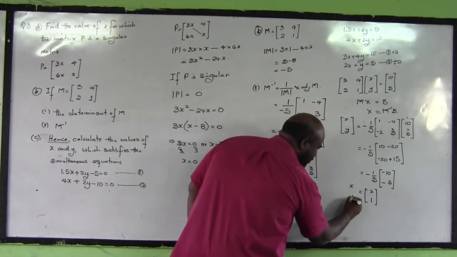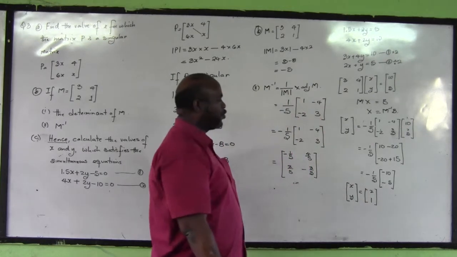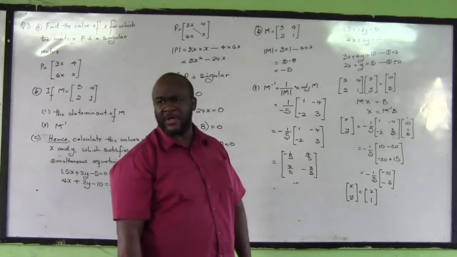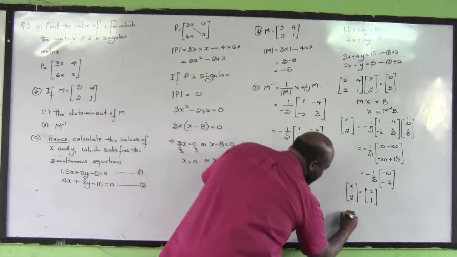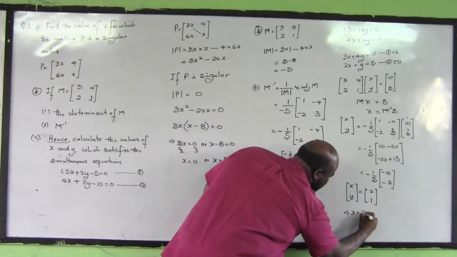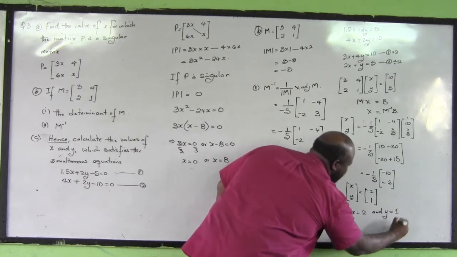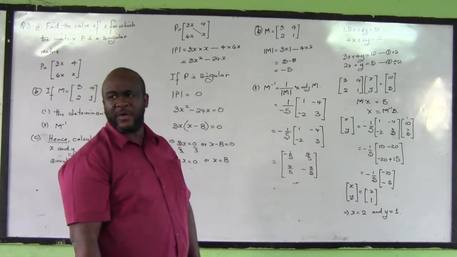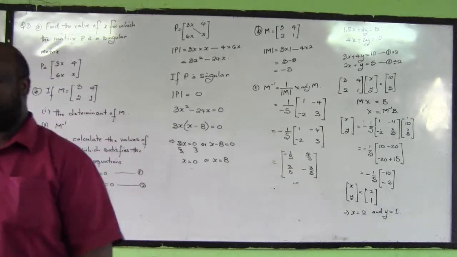So the matrix (x, y) is equal to the matrix (2, 1). Ladies and gentlemen, if two matrices are equal, they must be of the same order and corresponding elements must be equal. Therefore, x is equal to 2 and y is equal to 1. Alright? So we're going to give you another question like that.